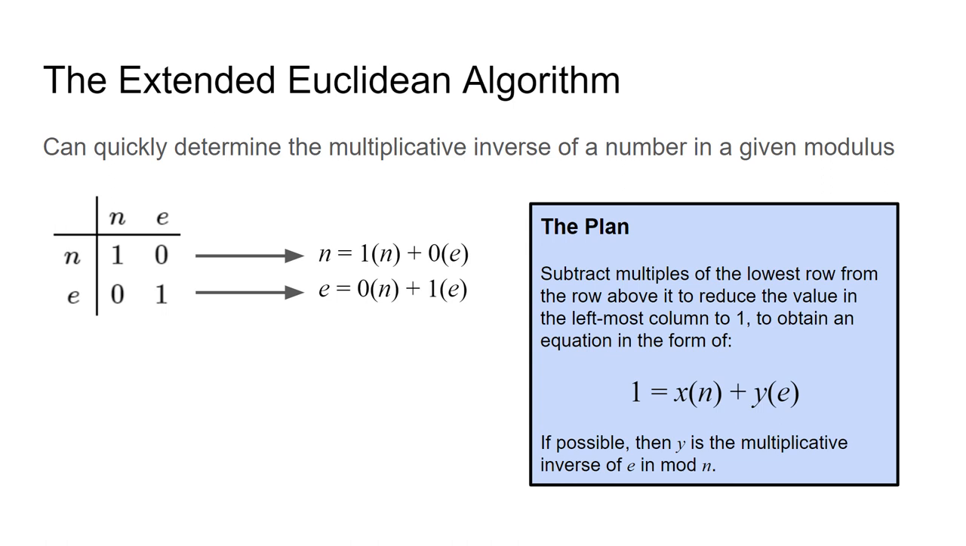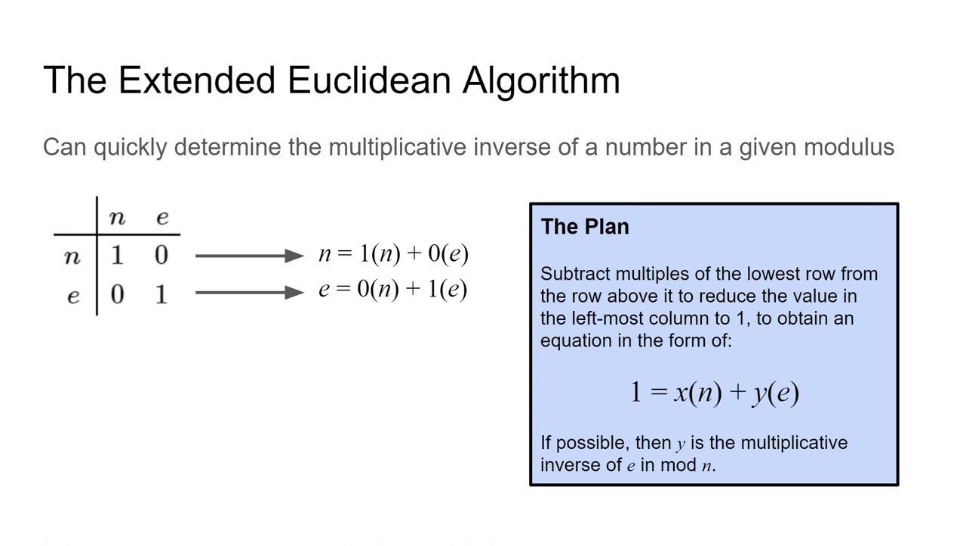We're going to use this representation to create new equations by subtracting multiples from the lowest or the last row in this table from the row above it, with the goal of trying to reduce the value on the left-hand side all the way down to 1, eventually obtaining an equation that's in this form: 1 equals x times n, so x factors of n, plus y times e, so y factors of e.